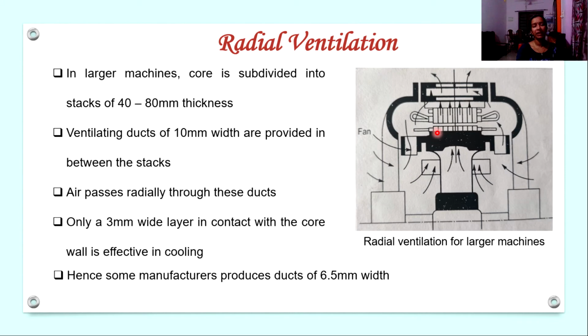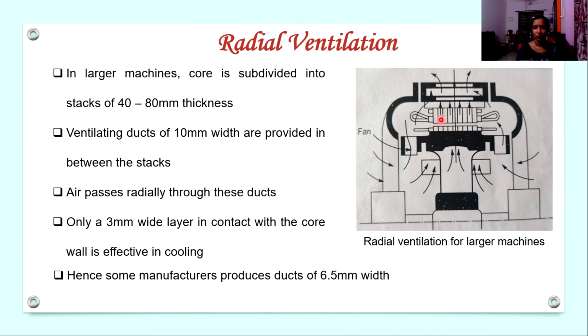This can be done both in the stator as well as in the rotor. Usually these ventilating ducts have a width of 10 mm. So these are radial ventilating ducts. And air entering the machine through the end shield will flow through the radial ventilating ducts also. So it can properly cool the core of the machine.